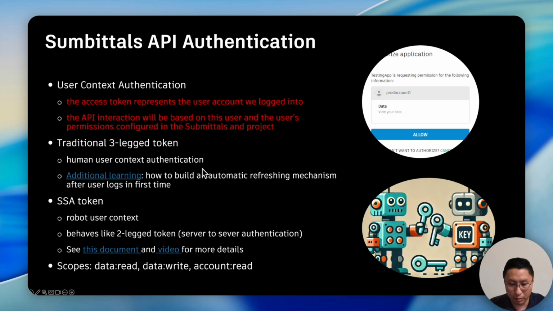And you will need a scope in the token: data:read for reading the data, data:write for creating and modifying the submittals. And one more is account:read, because to get the information of the user, company, and role, we will call the admin API. This requires the account:read scope.